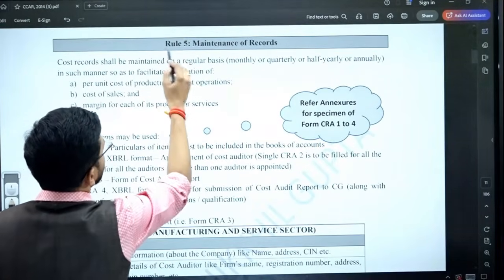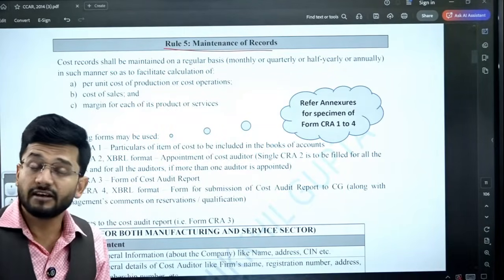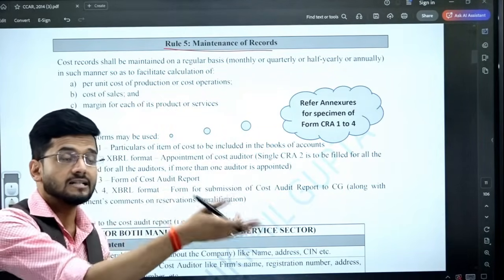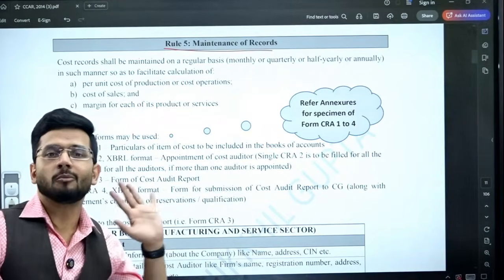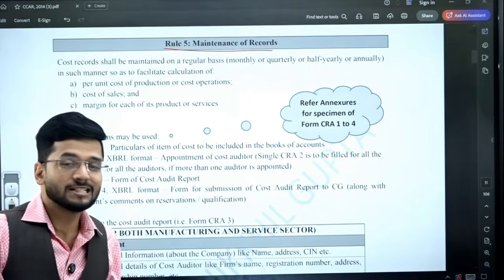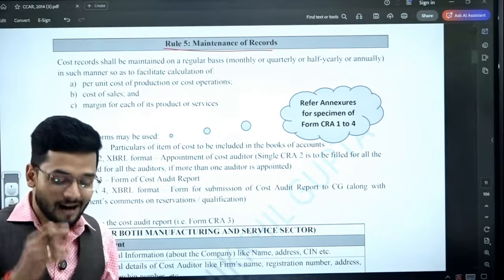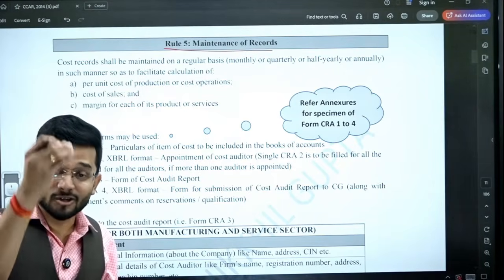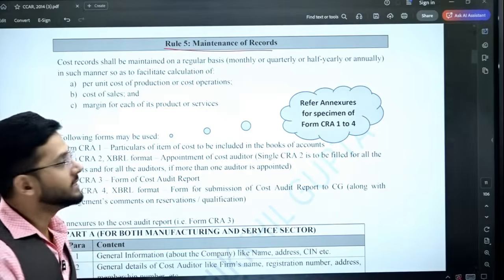Okay, next is maintenance of records. How do you maintain records? What are the various forms? Very, very important from an exam standpoint. In fact, in the last attempt, a question was asked regarding the contents of the form also. Never has it happened that the examiner has asked what is the content of forms. This time the examiner asked what is the content of the form, what is to be written in the form. So it is quite important to be discussed over here.